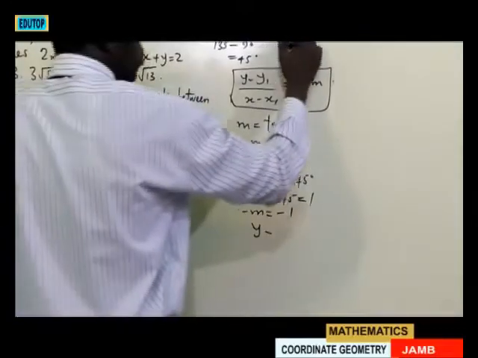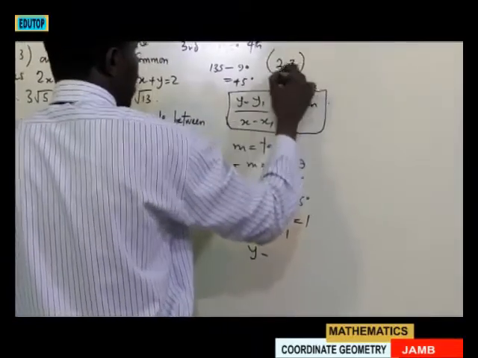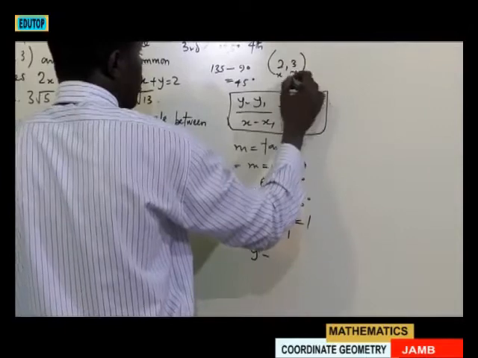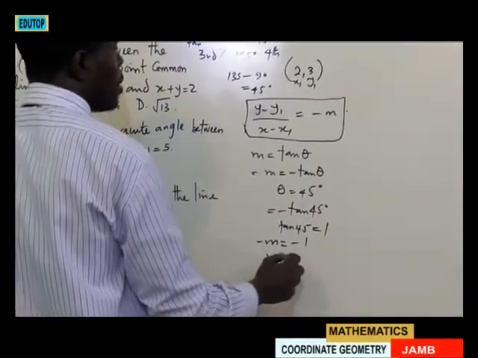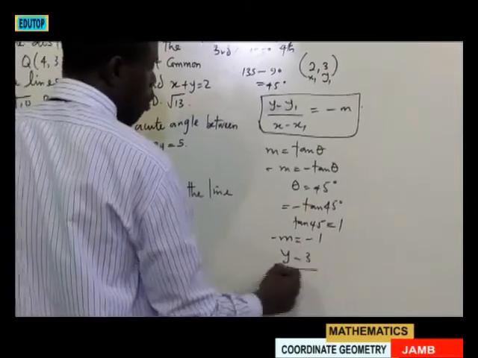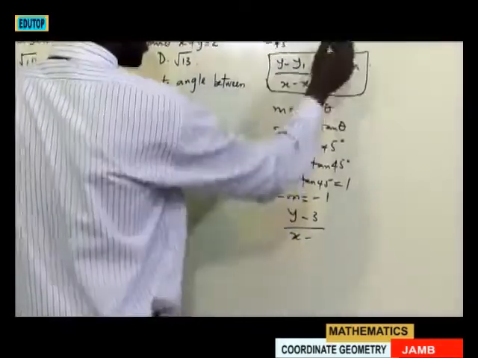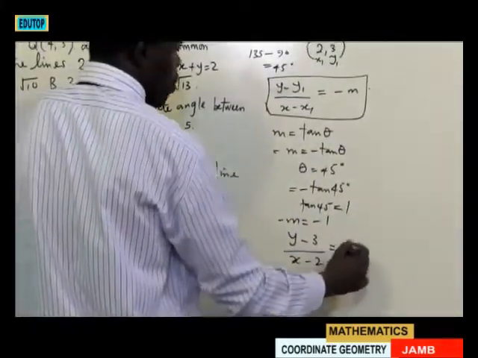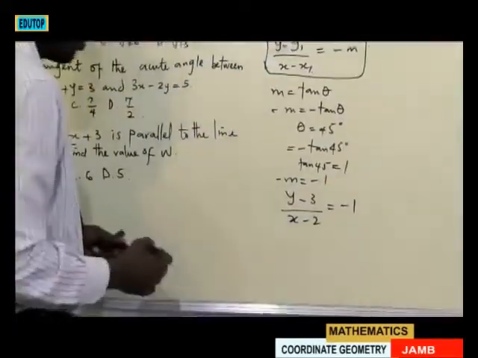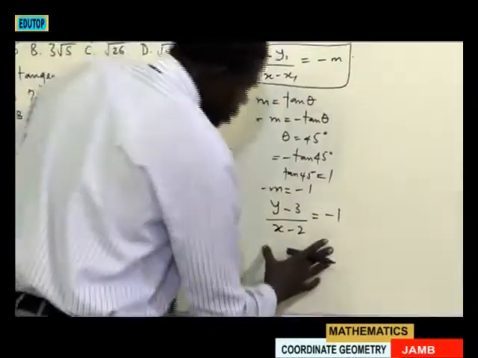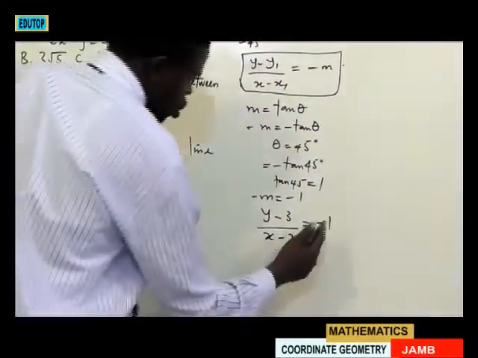We are given the coordinate (2, 3), meaning that our x1 is 2 and our y1 is 3. So in that situation, y minus y1, what is y1? 3, over x minus x1. What's our x1? 2, equals to minus m, which is what? Minus 1. So in this situation, we'll be able to get to this level, then we can now cross multiply.